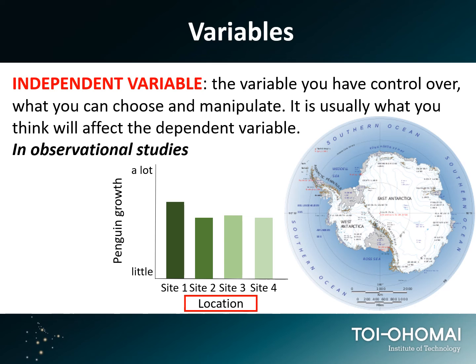In the observational study, we go and find something that may be different about that population and look at that thing and see if we think that that's having an effect on, for example, penguin growth. And we'd look at these different areas and look at the populations in those different areas and see if there was a difference in the penguin growth. So again, that is the thing that we're postulating affects something else. That's the independent variable.